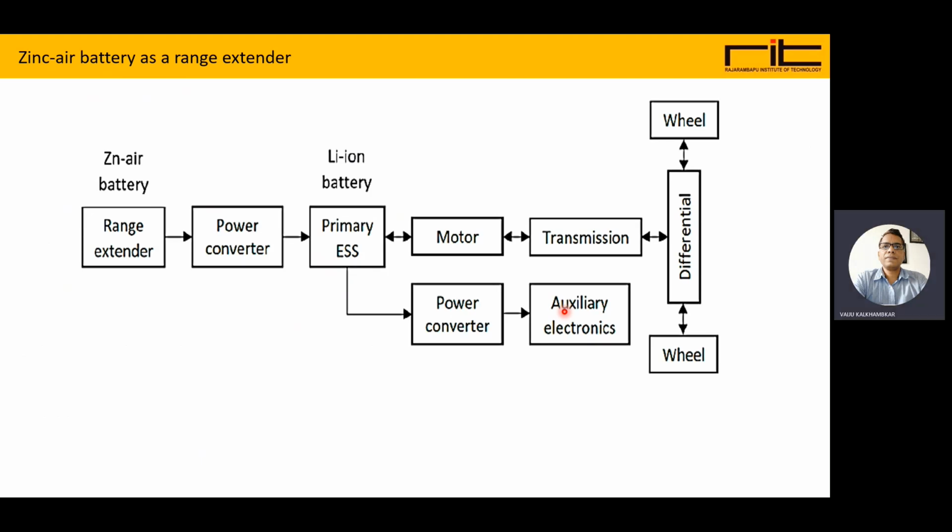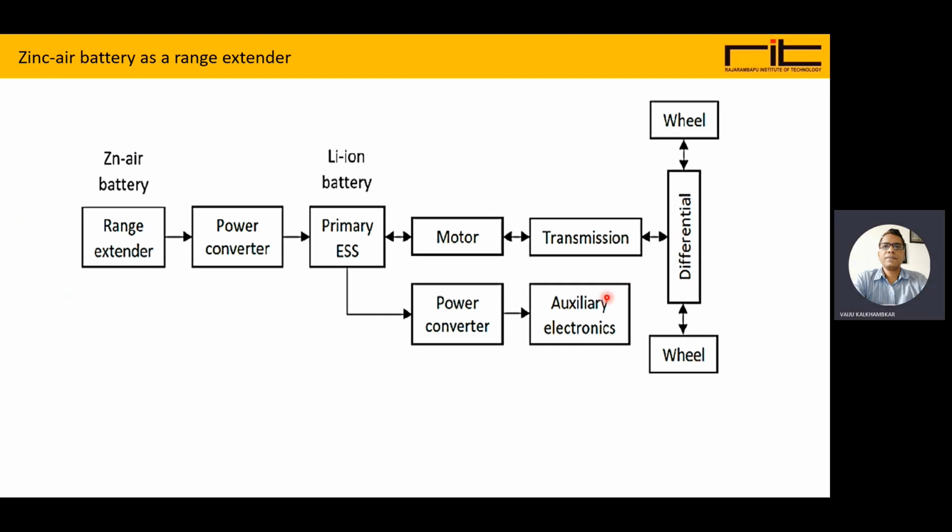The next range extender is the zinc air battery as a range extender. Here we can see the primary battery is, say, a lithium ion battery, and if this battery is going to be depleted, then the zinc air battery will work as a range extender, charging this battery via a power converter, and then it will supply to the motor and transmission while increasing the range of the vehicle.